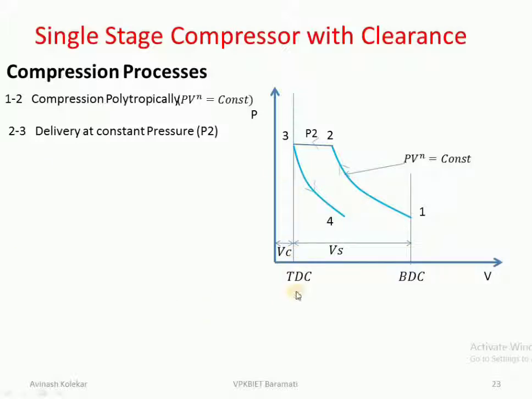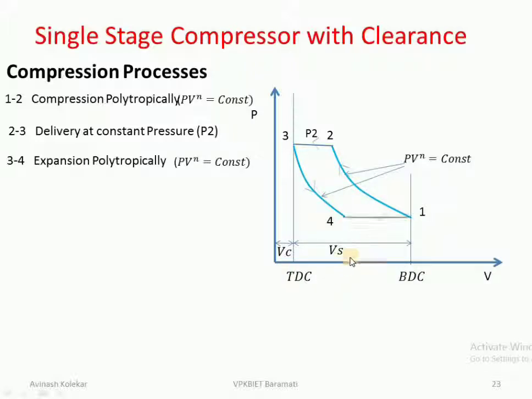So suction will not start at point 3 or at the TDC, but you will have the expansion of that pressurized air which is available in the clearance volume, and that will occur again polytropically from 3 to 4. Now at point 4 you have the pressure below atmosphere, and now the pressure difference is applied across the inlet valve, and the suction will start.